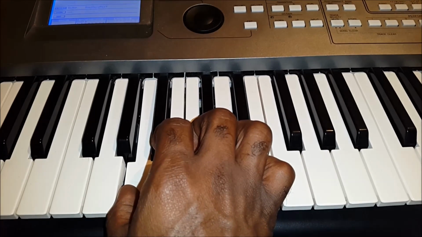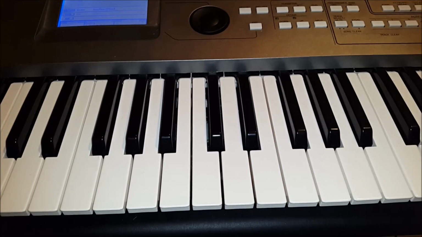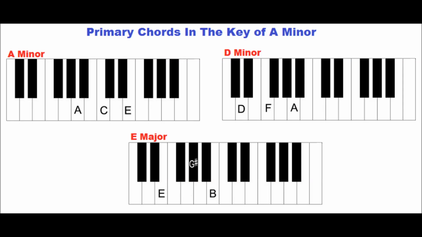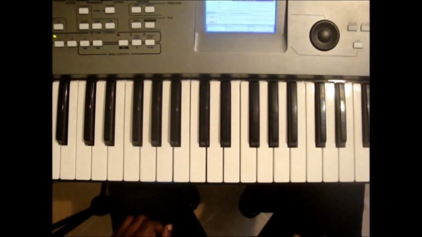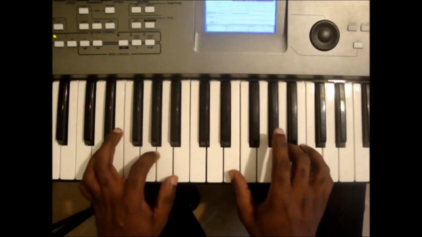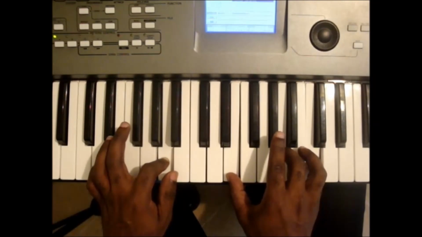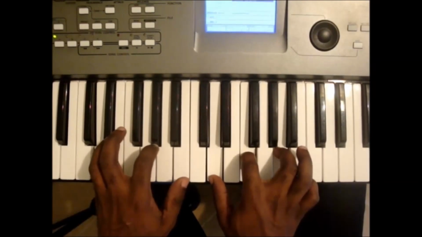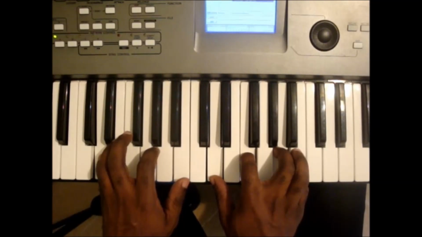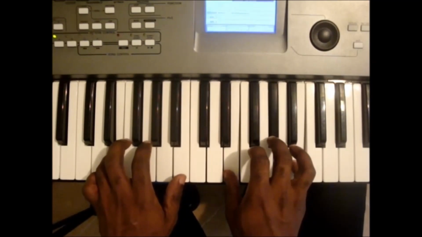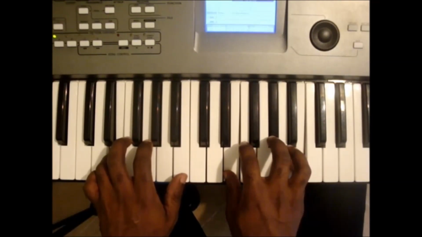The primary chords in A minor are A minor, D minor, and E major or E7. Primary chords in the key of A minor. Here's A minor, here's D minor, and here's E major. Or we can play E7.